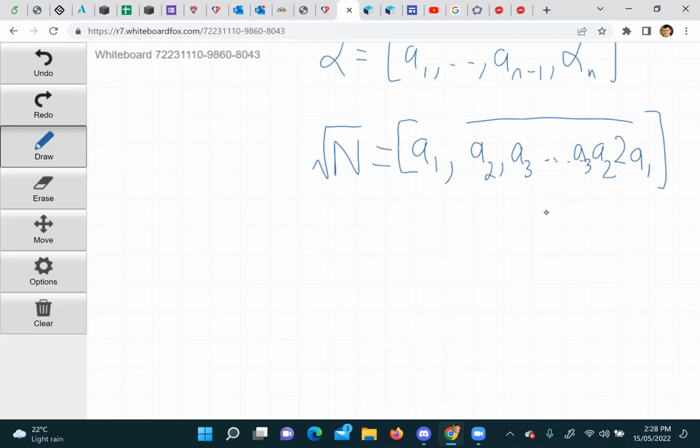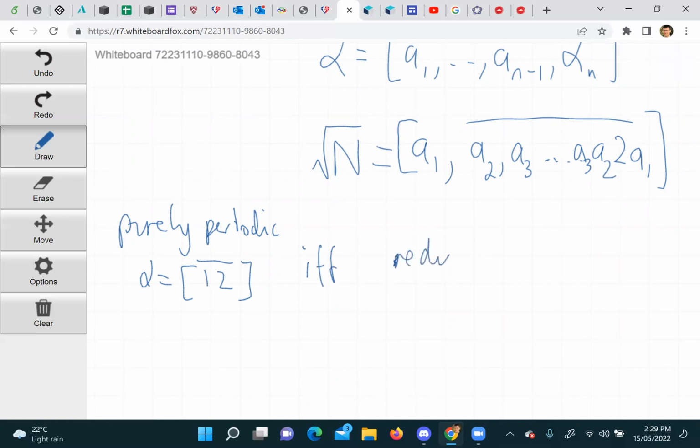Yeah, like when it's square root of 2, it's an odd number, right? It's just one. Square root of 2. Okay, so maybe I'll write the others just in case. So a continued fraction is purely periodic, so that means it's basically the same numbers repeating over and over again. So for example, alpha equals 1, 2, and it just keeps repeating. Yeah? If and only if it's a reduced quadratic.